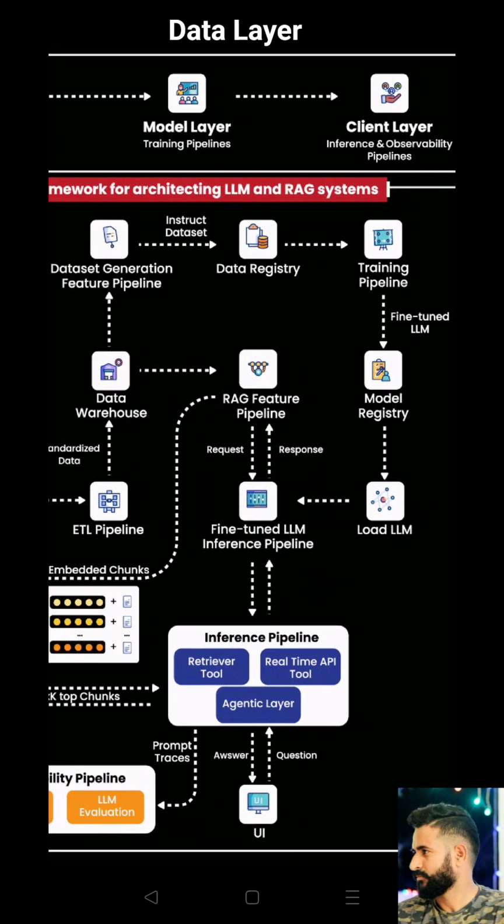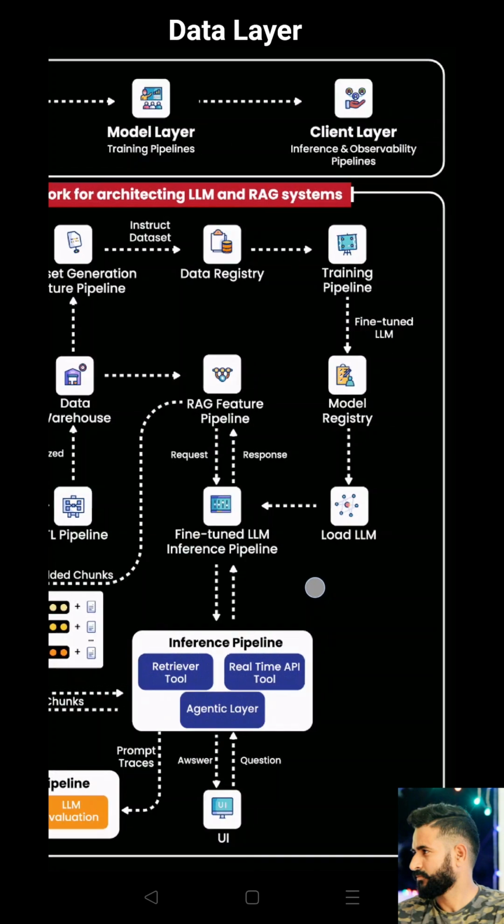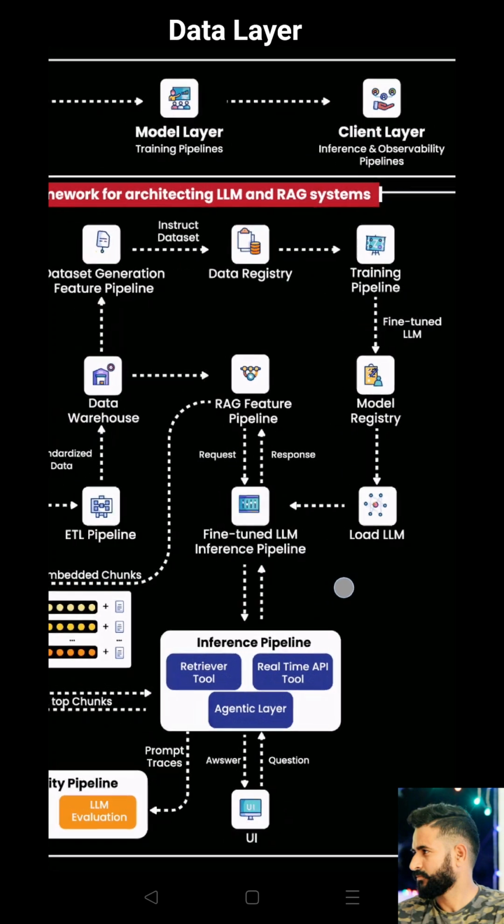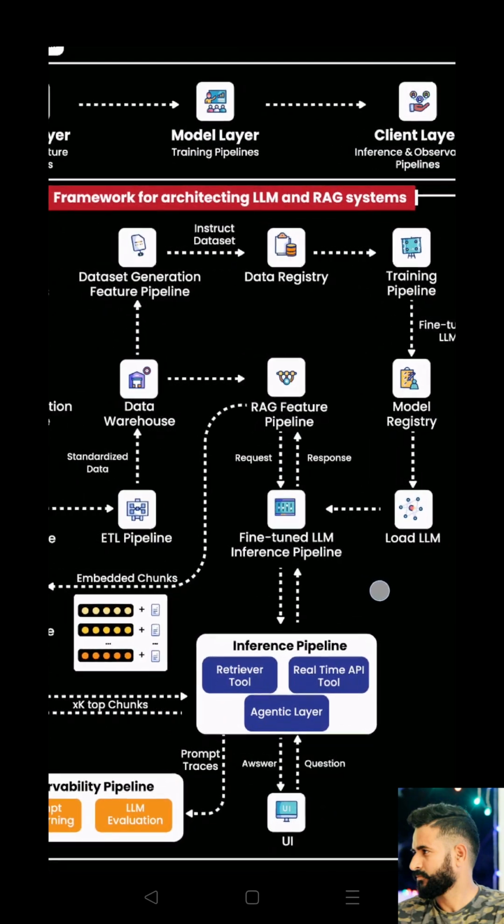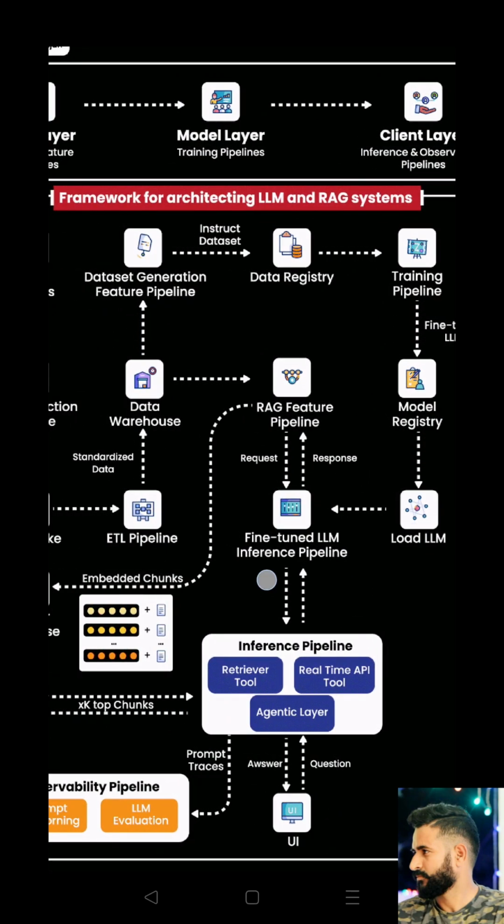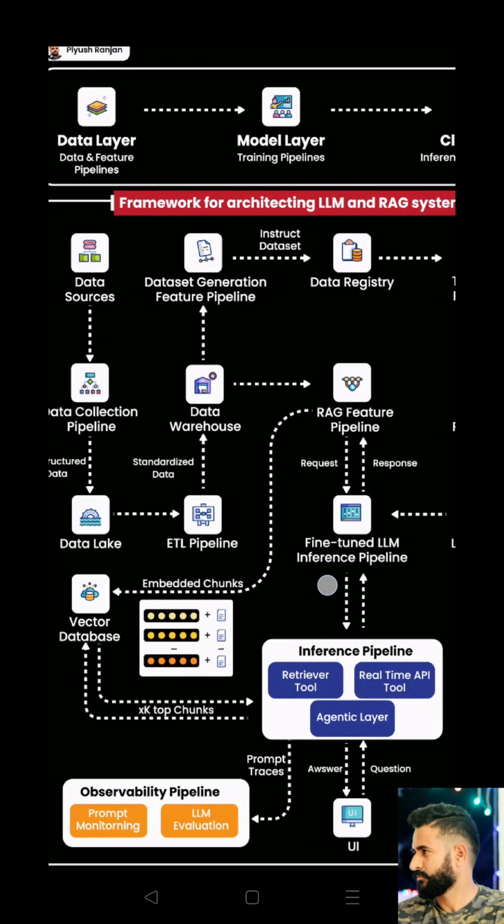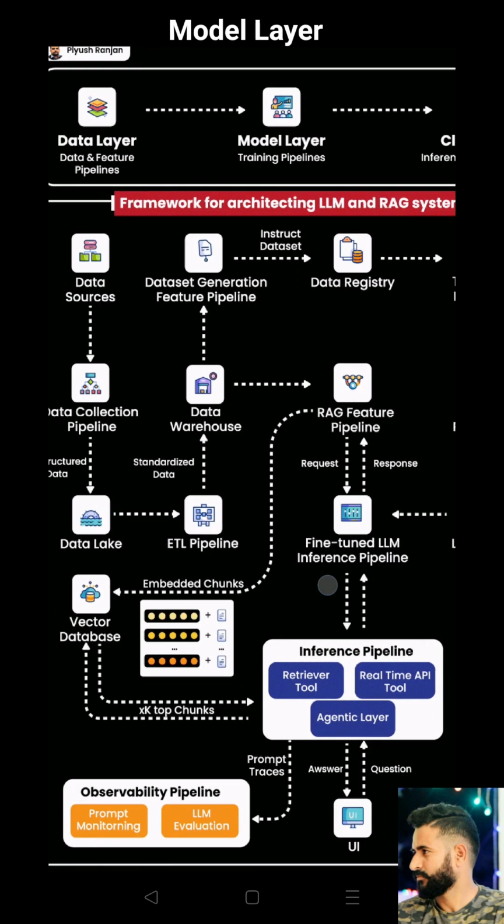Detailed breakdown. 1. Data layer. Data sources. This is the starting point, representing various sources of unstructured data. Data collection pipeline. A pipeline that ingests data from these sources and processes it. Data lake. A storage repository for the raw, unstructured data.